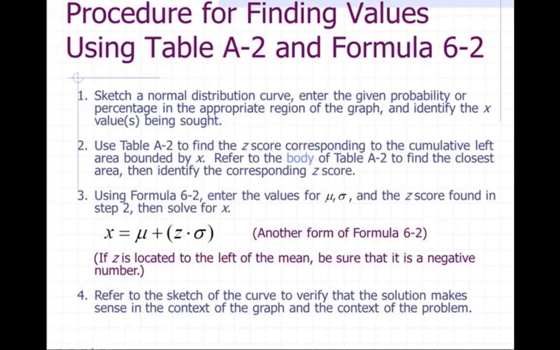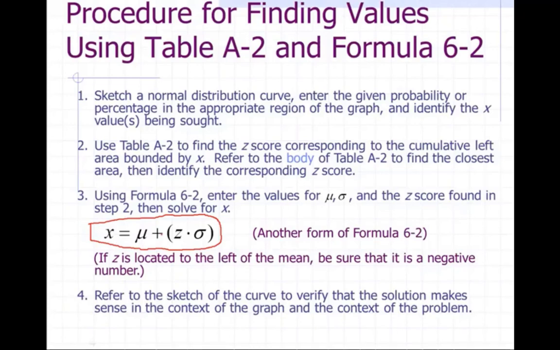Okay, so again, how do we find values using table A2? So again, if we want to find a proportion or probability from the body of the table, find the z-score and then change it into the raw score, we're just going to use a backwards z-score formula. So all this is our standard z-score formula solved for x using a little bit of algebra.